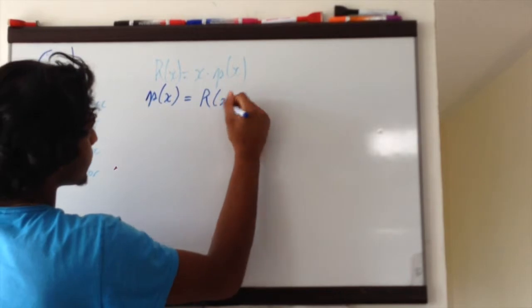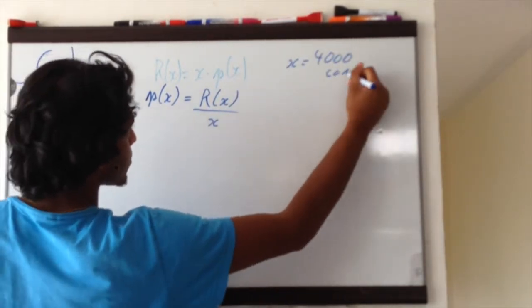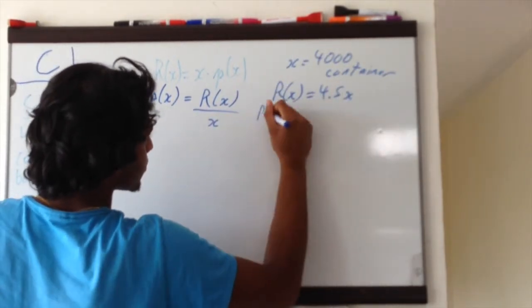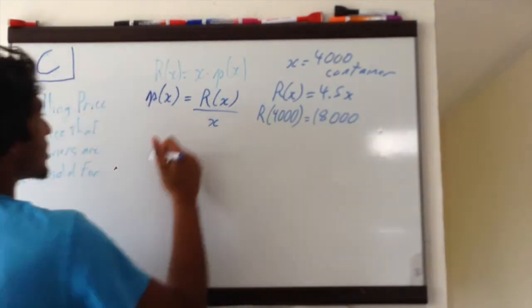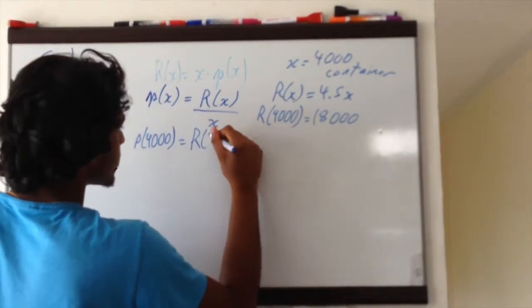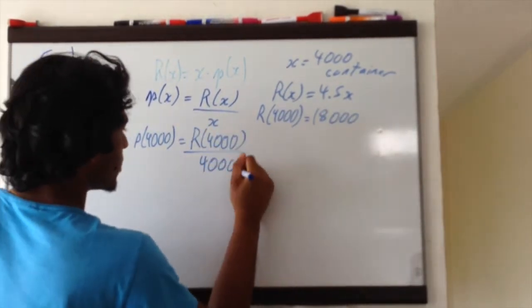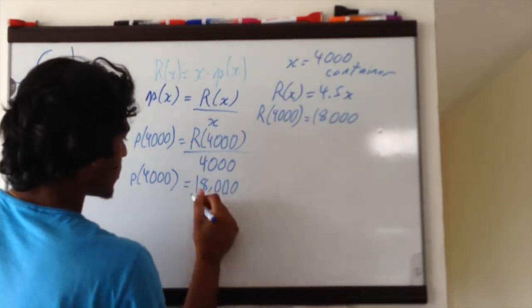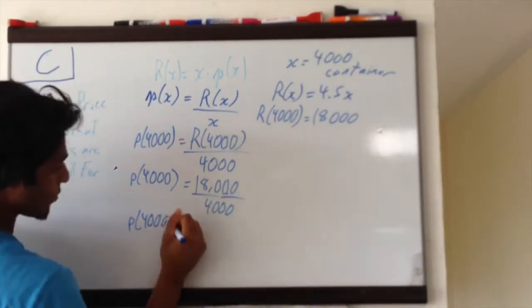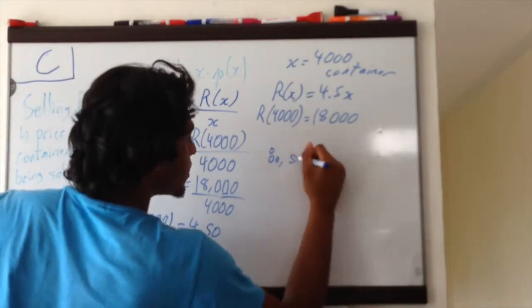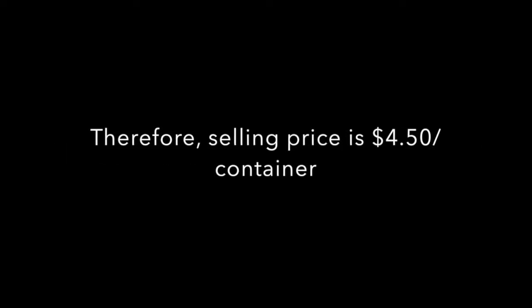Alright, so now, back to the question. Our X amount of units is 4,000 containers, just as usual. With that X amount of units, we will plug it into the revenue equation, get that number. Once we have that, we will plug it into the price equation, which is revenue over X. That will give you 18,000 over 4,000, which will give you a price of $4.50 per container, which is the selling price.